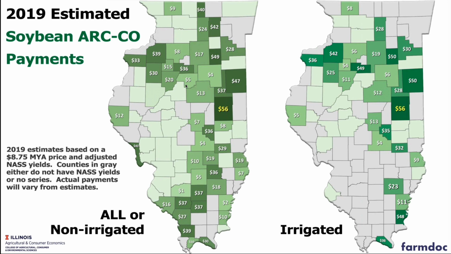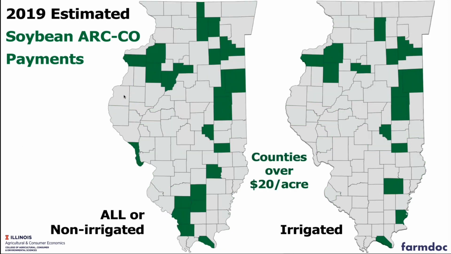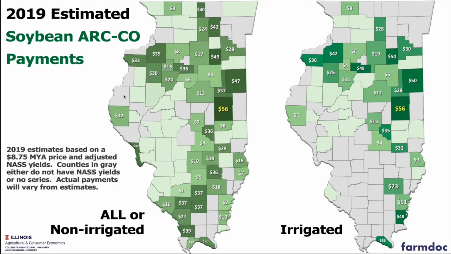As you can see here, there are some counties with some pretty large payments, and if you see a county in here that's grayed out, that's because there is no yield estimate for those counties, and we did not estimate those. If you're in one of those counties, looking at a county next to it may provide some indication, but we haven't made an estimate here. These green counties, there are estimates made for, but they're zero.